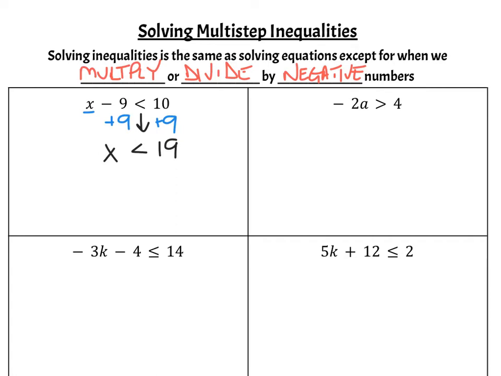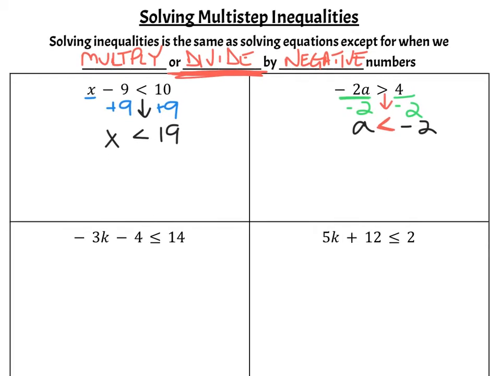Looking at the next one, I have a times -2, undo multiplication with division. So that's going to give me a on the left and -2 on the right. But since I divided both sides by a negative, instead of a greater than, this is going to be a less than. It reverses my inequality symbol.